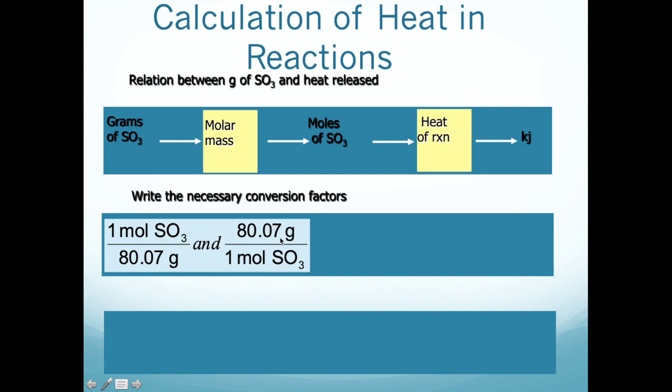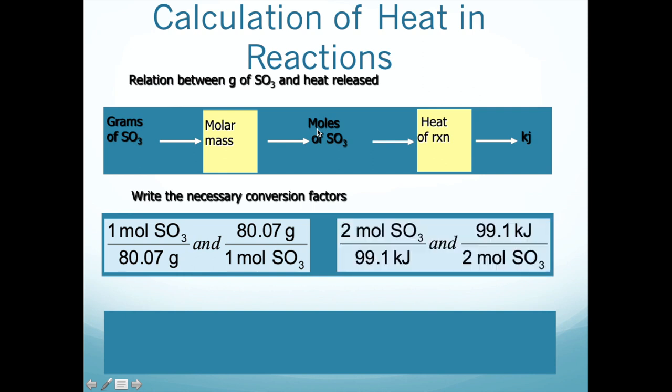And so, again, we can have one of 2 conversion factors. We could have 1 mole per 80 grams or 80 grams per 1 mole, okay, depending on which one will get us from grams to moles. And of course, from our balanced equation, we saw that 2 moles of sulfur trioxide gives us 99.1 kilojoules of heat released. So again, we can put that as either one of these conversion factors just by flipping that fraction. Okay, so think again which one you want to pick that would convert moles to kilojoules. Okay, so which one of these 2 conversion factors will get rid of moles?